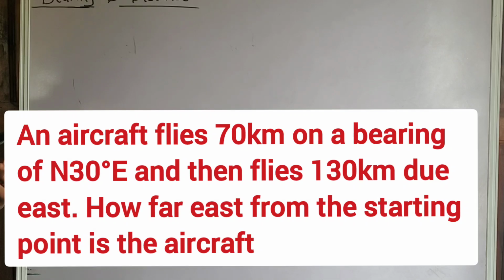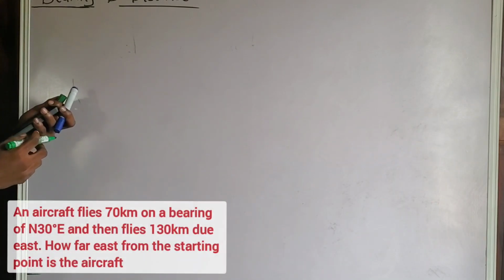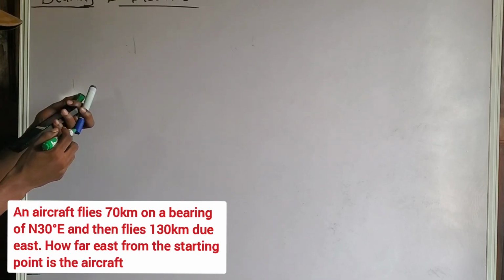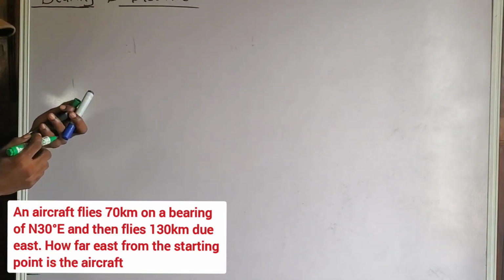Then flies 130 kilometers due east. How far east from the starting point is the aircraft? Okay, now let us first bring out the diagram that we can have from the question. An aircraft flies 70 kilometers on a bearing of north 30 degrees east.